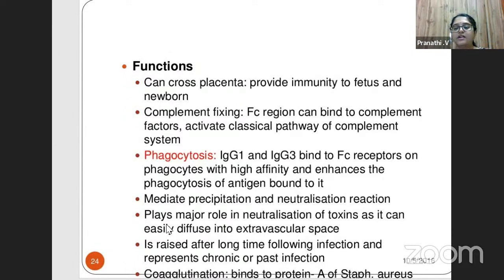it is one immunoglobulin that has the highest percentage in serum. It can cross the maternal placenta. It helps in complement fixation. There are two pathways in complement fixation. One is the classical pathway, which is activated once the Fc region, or the fragment antibody regions, are bound to the antigen. And IgG1 and IgG3 are going to have a phagocytic action. They help in neutralization of toxins. So we'll just have a look at it later.